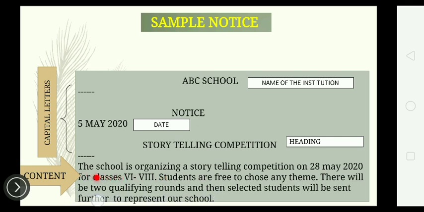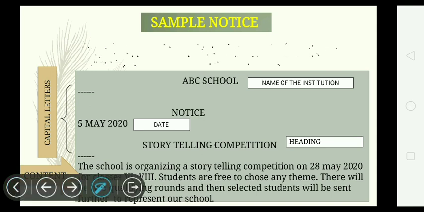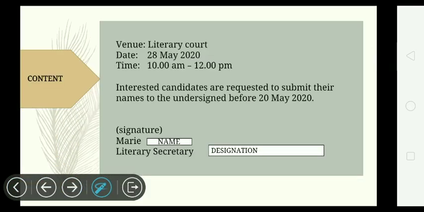So what comes under who? That for classes 6 to 8, these students can participate in this storytelling competition. Next is whom. When we talk about whom, it means whom to contact if there is any doubt or anything. So in the last lines you have found that interested candidates are requested to submit their names to the undersigned before 20 May 2020. So this, along with the designation, comes under whom. It means whom to contact. So that's all in this notice writing.